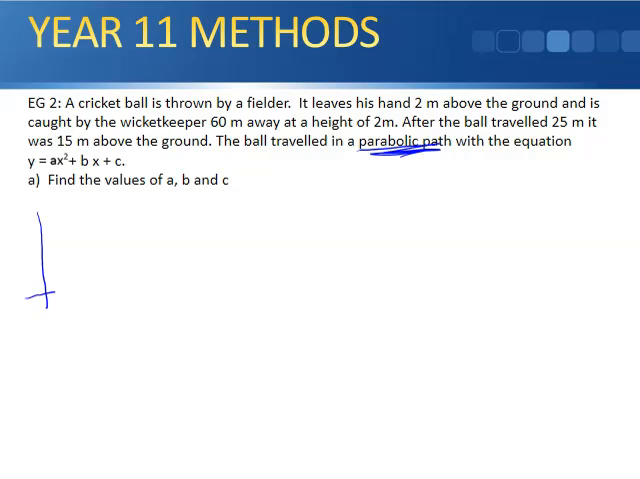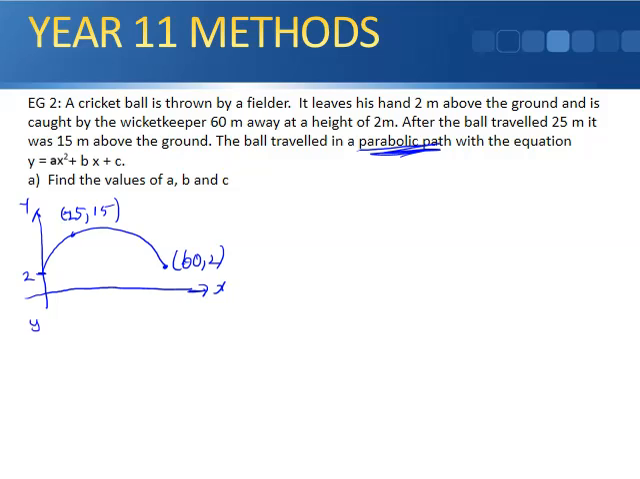So let's draw this on an axis. So we've got y here. It starts at 2 metres above the ground. It travels in a parabolic path, gets thrown, stops there, 60 and 2. This is my x point. Another point, they give us 25 metres, and it's 15 metres above the ground. So we've got that one there as well.